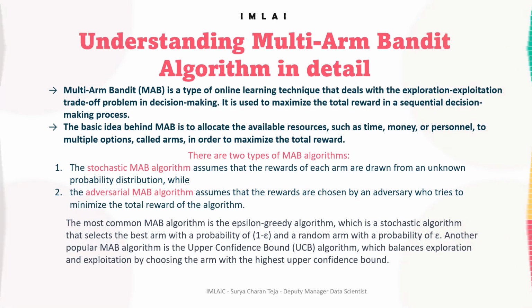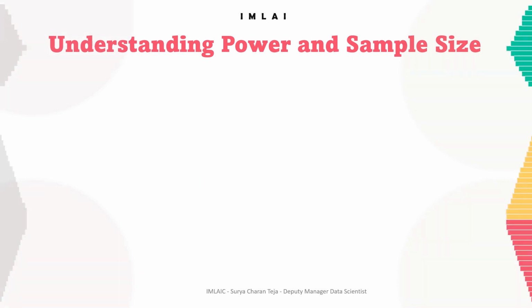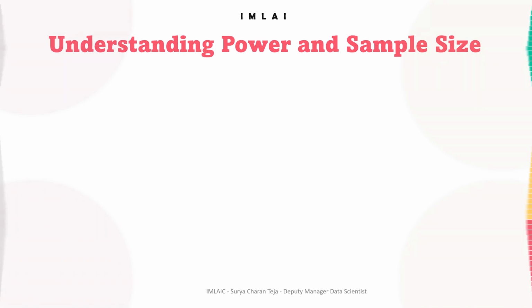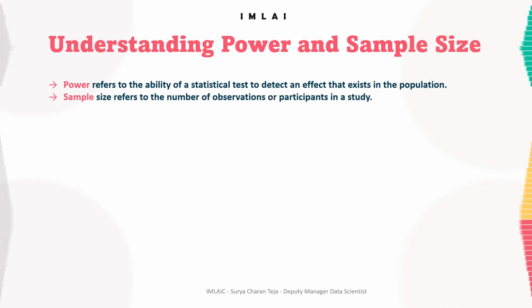So it's wrap up time for this course, Intuitive Inferential Statistics for you. Let's understand what's power and sample size, and we will wrap this up. Power and sample size are two critical concepts in statistical hypothesis testing. Power refers to the ability of a statistical test to detect an effect that exists in the population, and sample size refers to the number of observations or participants in a study.